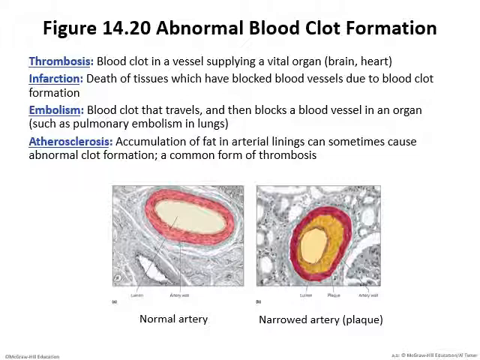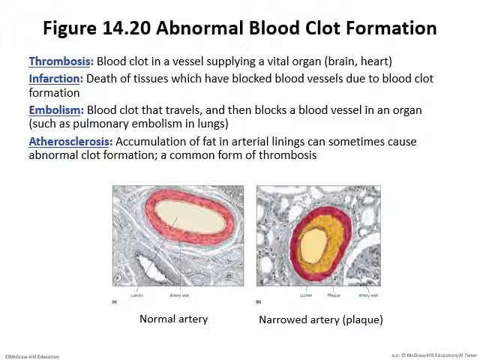So, the actual name for a heart attack is a myocardial infarction. So in this case, the myocardial tissue does not have sufficient blood supply, oxygen, nutrients, and the tissue starts to die, which is why we call it a myocardial infarction.